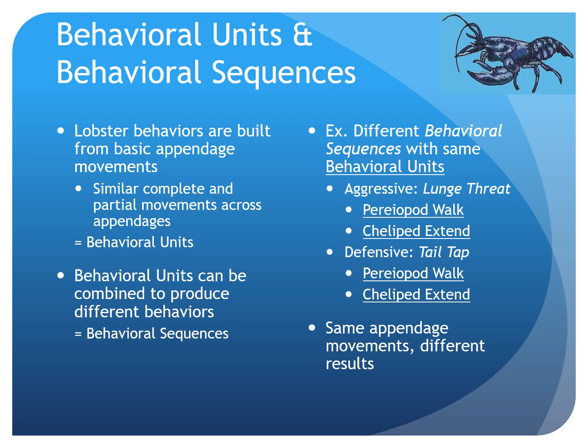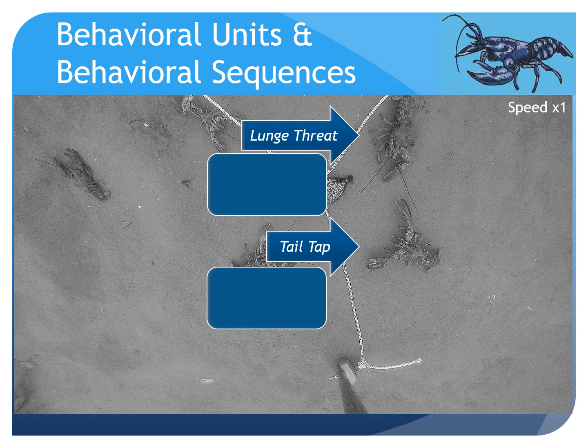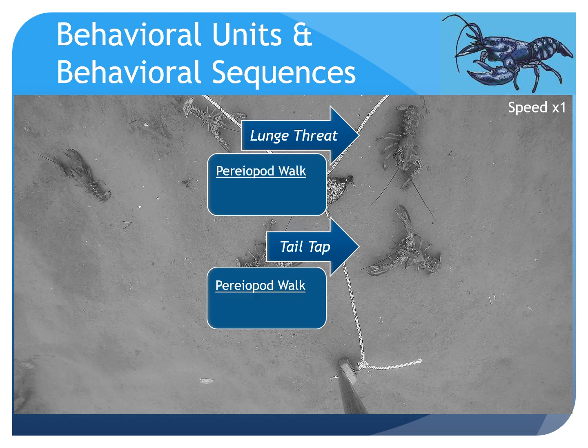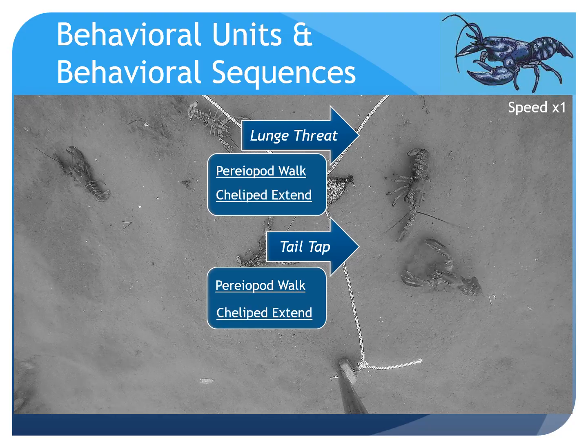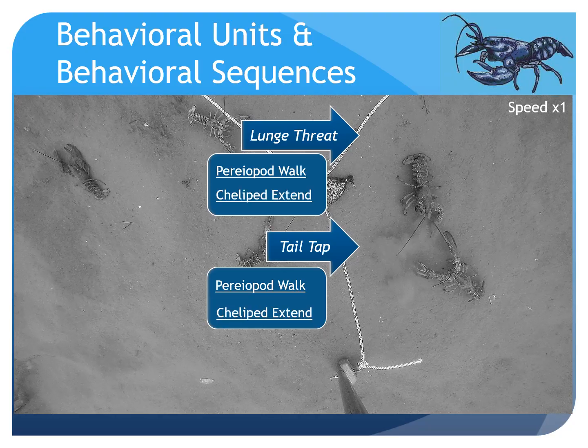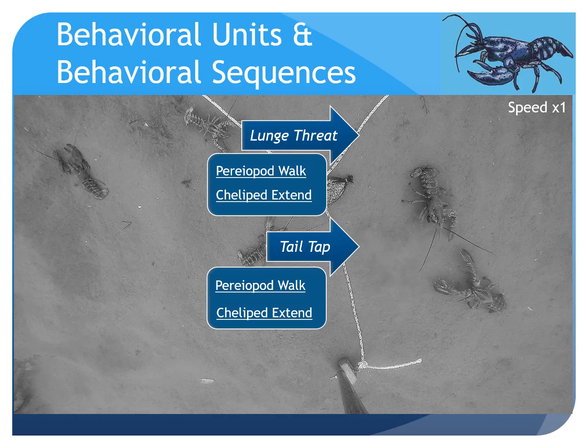Now let's take a look at the video. The lobster at the top of the screen will be displaying the lunge threat, and the lobster down lower will be displaying the tail tap. Pariapod walk and caliped extend will show up in the boxes when the lobsters display them. Both lobsters display the respective behavioral sequences a couple of times. Also, this video will be showing up again later, so you'll get to see the whole field of view.